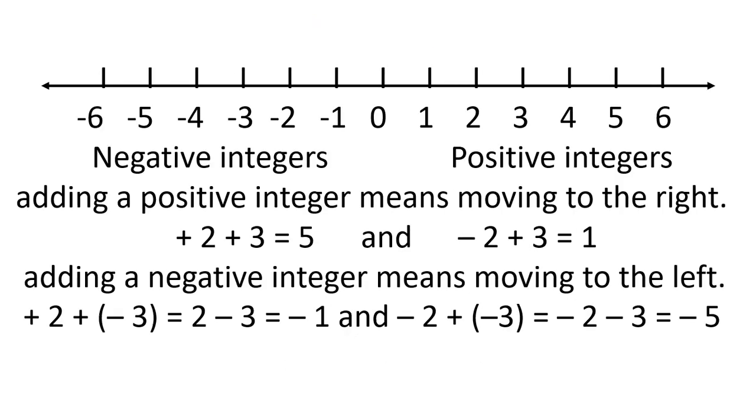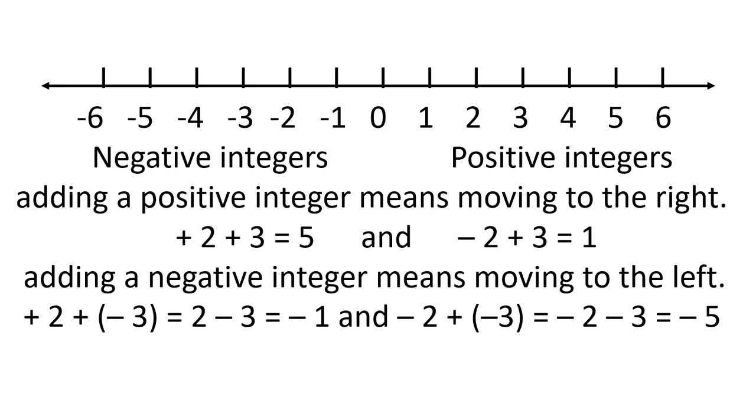Adding a positive integer means moving to the right. Now how to remember this? When you are adding positive, you are adding positivity. Remember like that. When you are adding positivity, it means you are moving towards the right. So your number will move to the right.